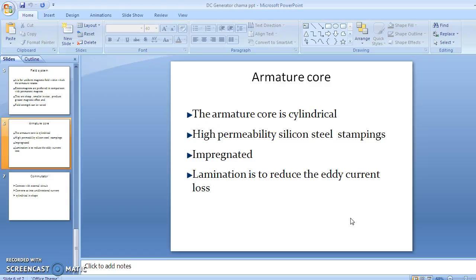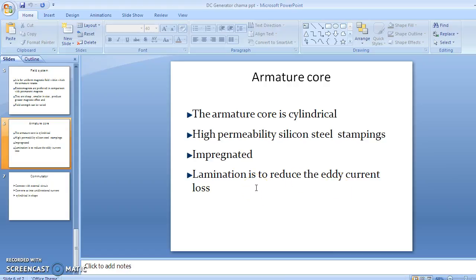The second part is the armature core, that is, the conductor part. This armature core will have slots in which the armature conductors will be placed, and these armature conductors will be rotating in the magnetic field in order to produce electrical energy. The armature core is usually cylindrical in shape, and high permeability silicon steel stampings are used in order to reduce the hysteresis loss, and the core is also laminated in order to reduce the eddy current loss.